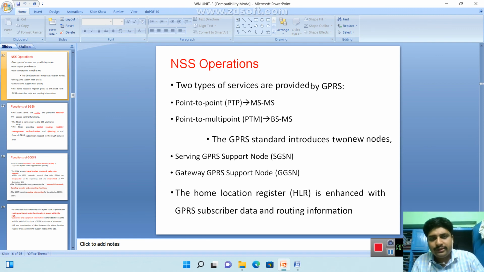So this is up to here. It's a very important concept that is included in the 3G services.